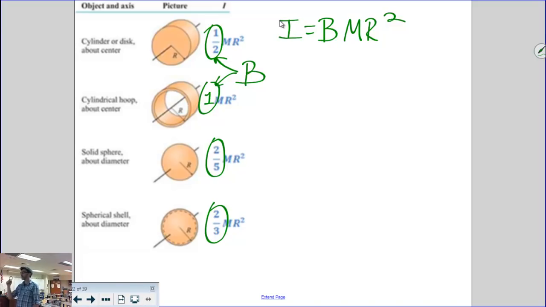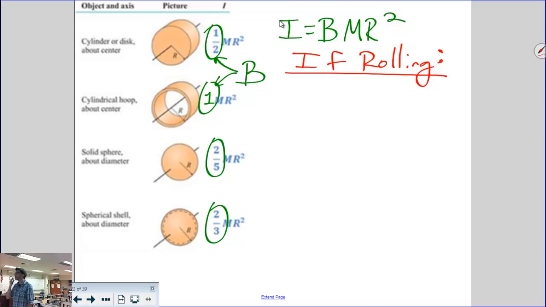Now, the idea is this: if an object is rolling, and this is huge, this is only true if it's rolling. Remember when we did rolling problems earlier this chapter, one of the things we learned was that the velocity of the object that's rolling is equal to the angular velocity times the radius, right? Or maybe more usefully, our angular velocity is equal to v over r. Okay, so check it out. Here's what this buys us.